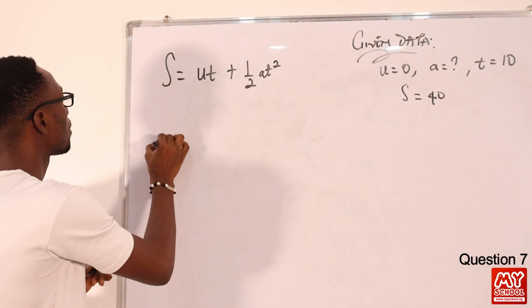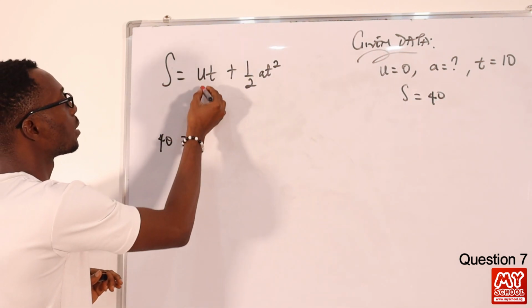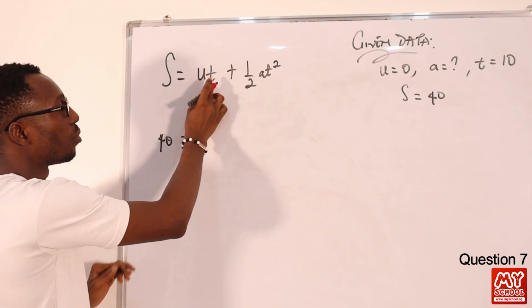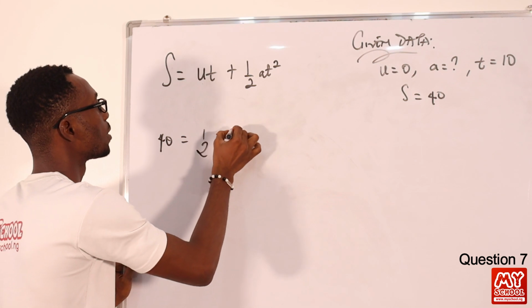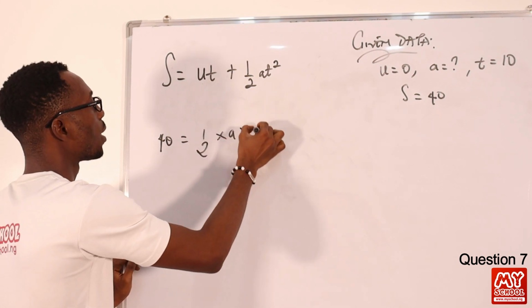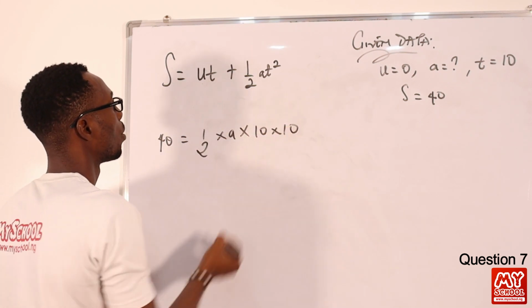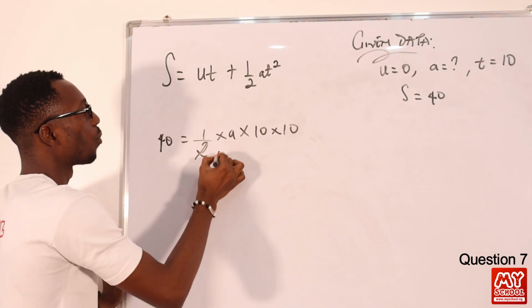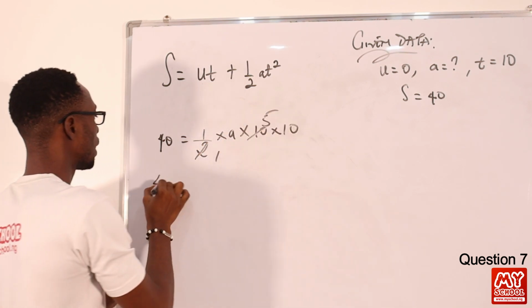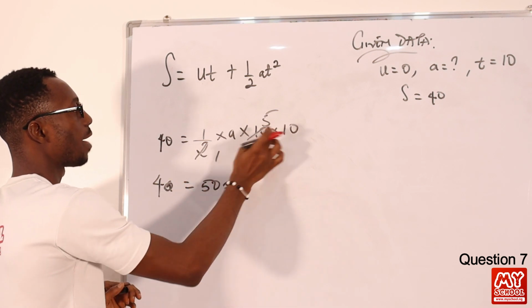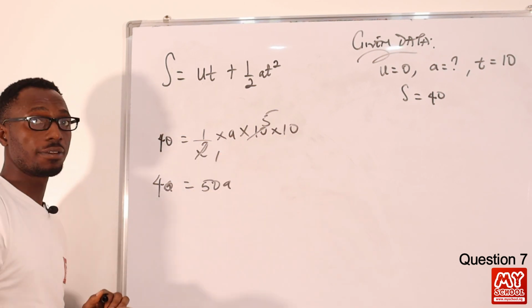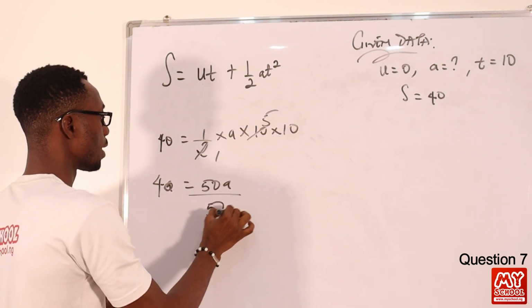So I'm going to put 40 equals, this is 0, 0 times whatever value is here, that's gone. So basically I have half times a times t squared, that is 10 times 10. I have my 2 here 1, 2 here 5. So basically I have 40 equals 50a. 5 times 10, 50 times a. So what do we do? Divide both sides by 50.